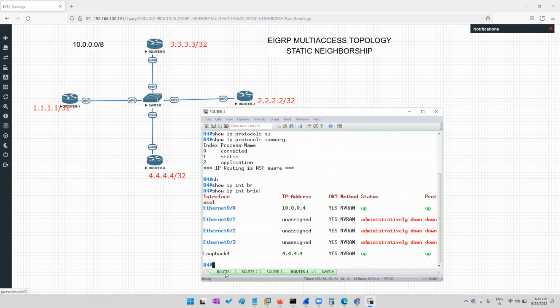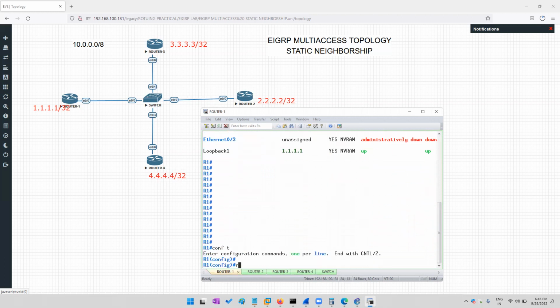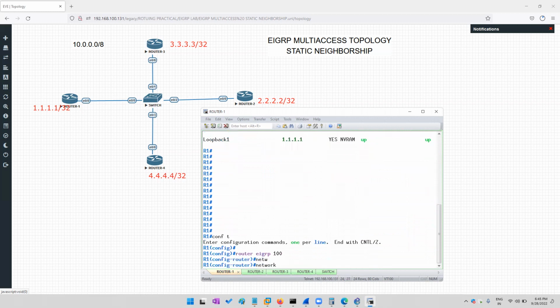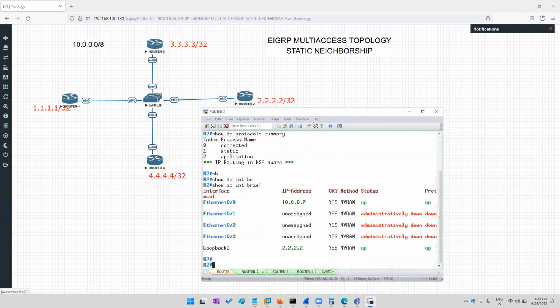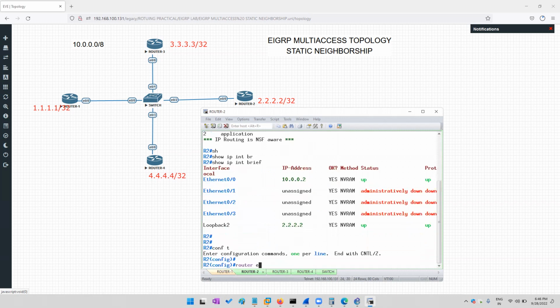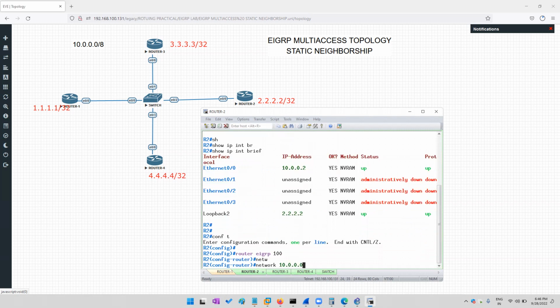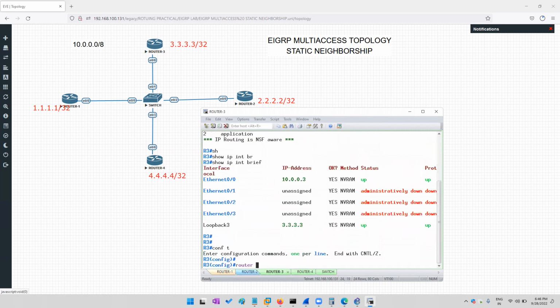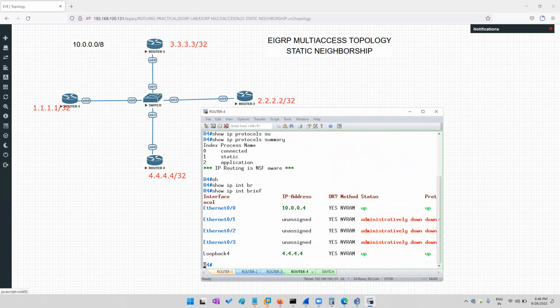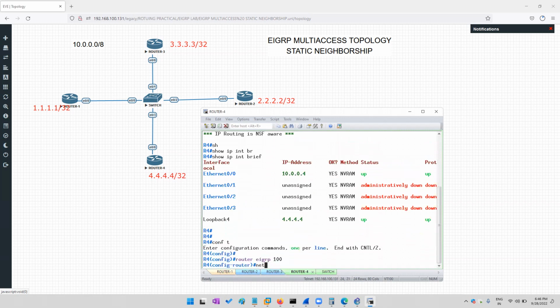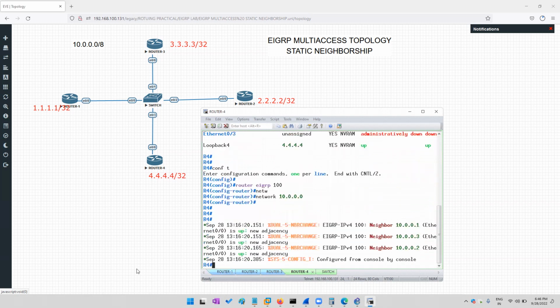IP is done. Now, how to form dynamic neighborship we discussed already. Go to router EIGRP 100 and I am saying network. So network means dynamic neighborship. Network is 10.0.0.0. We can advertise, but we are only forming neighborship. So remove this one, then go to R2, enable EIGRP, only for neighborship, not advertising LAN networks. R3 router EIGRP 100, network 10 dot. R4 router EIGRP 100, network 10 dot. Done.